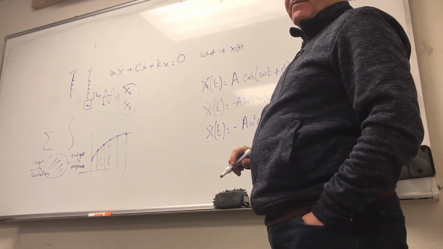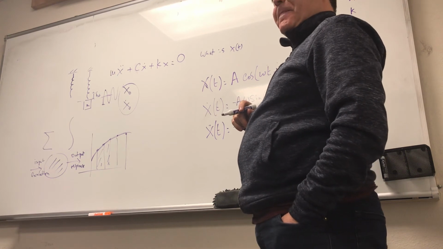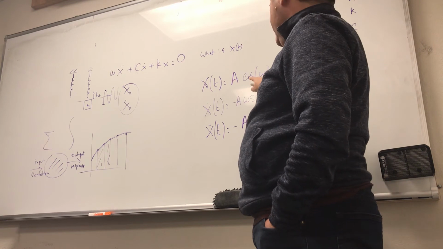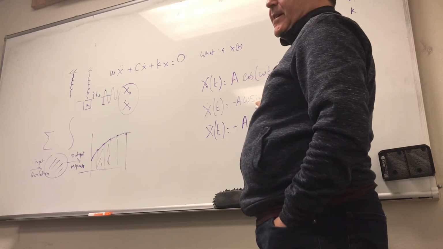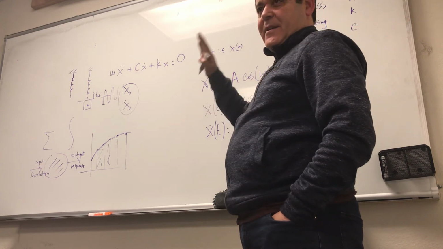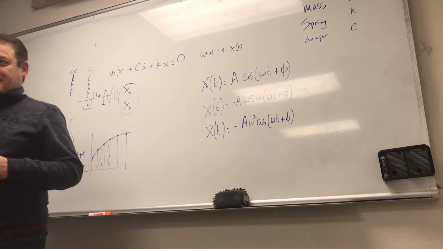But is it still negative? Yes. Why is it still negative? Because the derivative of a sine is a cosine, whereas the derivative of a cosine is a negative sine. Alright, so if you remember this, you're gonna go a long way. We almost failed.